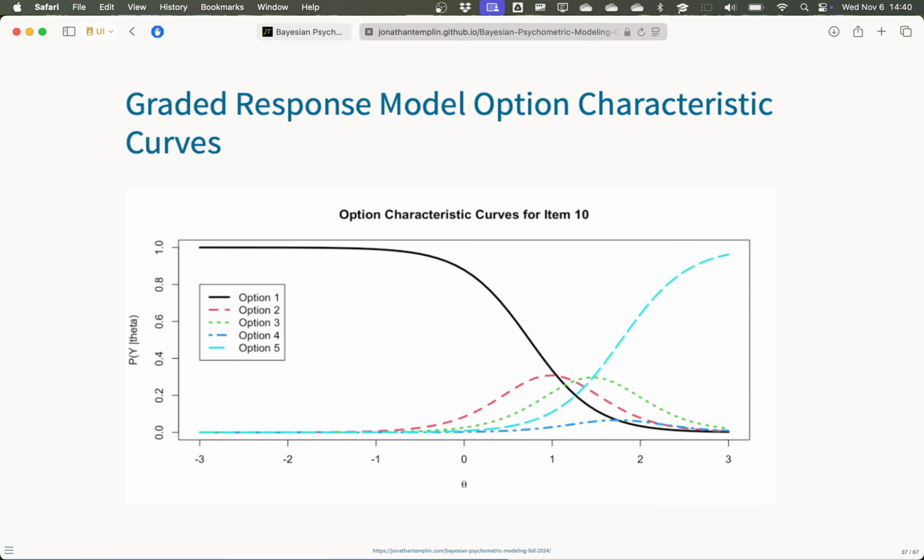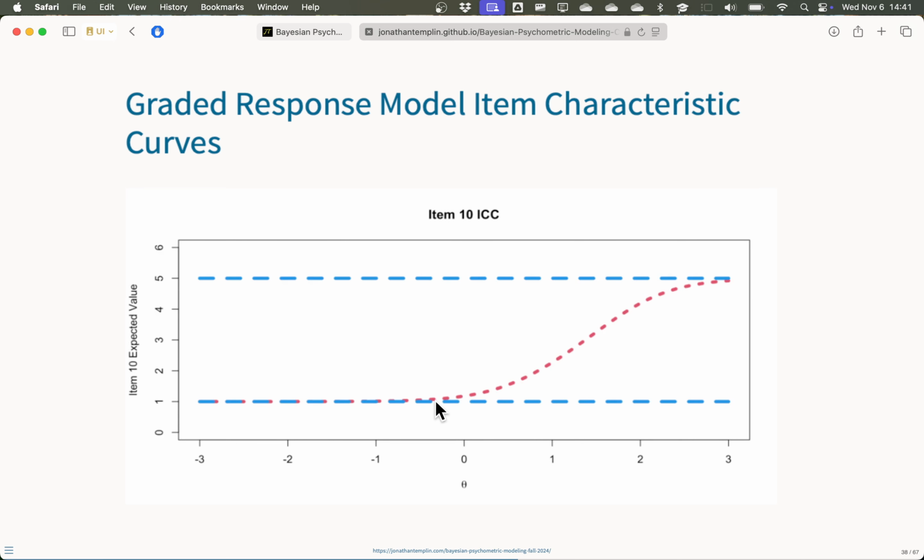Right? The expected value for any given theta is the sum of all the probabilities above it times the value associated. So here you get 1 times this probability, you get 2 times this probability, and so forth, and you'd sum all those together. So this is our expected value right here. You can see that it takes somebody to be just about an average theta before they even have an expected value above 1. But if you want to look at where somebody strongly disagrees, it's a little bit before 1, and so forth.